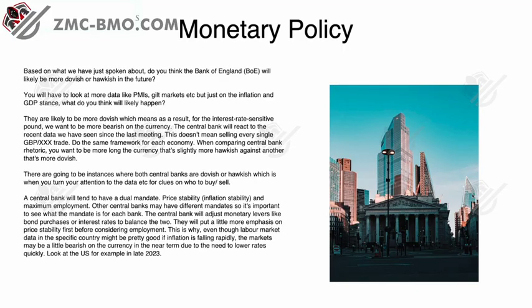A central bank will tend to have a dual mandate. So a dual mandate is price stability, so inflation stability essentially, so managing inflation, and maximum employment. Other central banks may have different mandates, so it's important to see what the mandate is for each bank. But generally, they'll have inflation stability, or known as price stability, and maximum employment. The central bank will adjust monetary levers, like bond purchases or interest rates, to balance the two. They will put a little more emphasis on price stability first before considering employment.